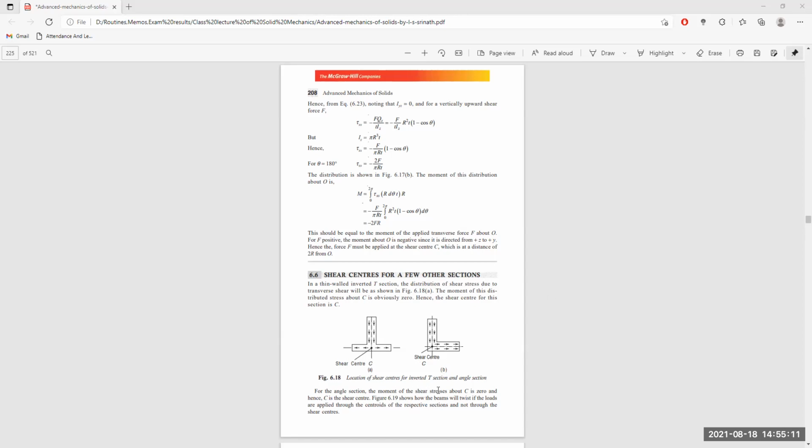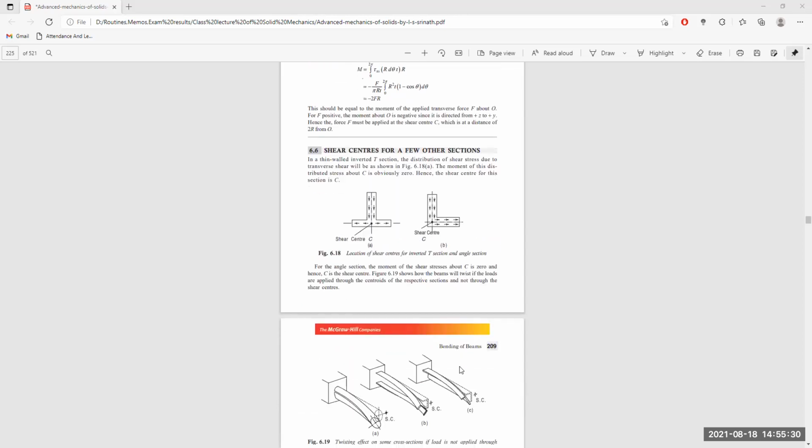Shear center C is here, and it is the same thing. There are the two lines of shear stress itself. Both are cancelling each other if you take a moment about C. So C here is the shear center itself.